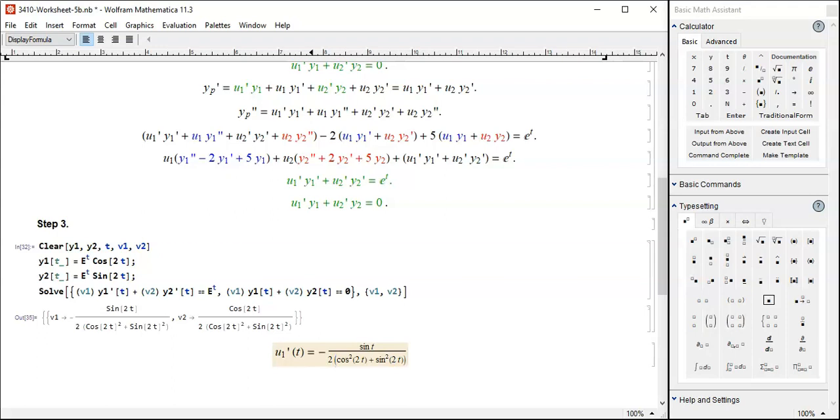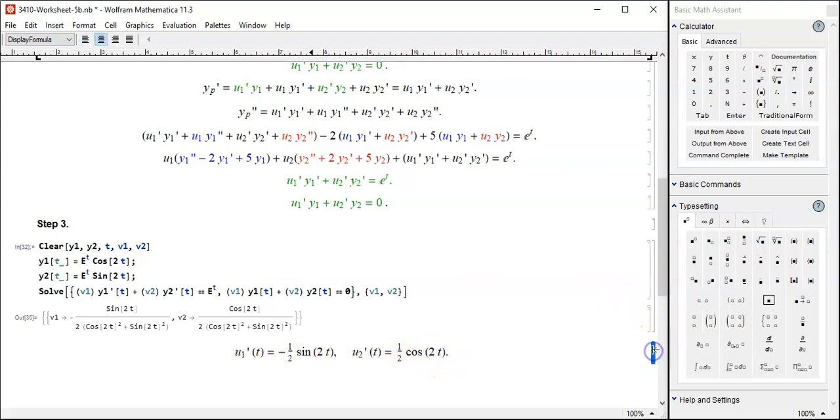Wait a minute. This is cosine squared plus sine squared, so that should be 1. The reason Mathematica is not simplifying is because in the complex number system it's not always 1. So I can just write it like this. Negative 1/2 sine of t, u2 prime is 1/2 cosine of 2t, and we have both of those.